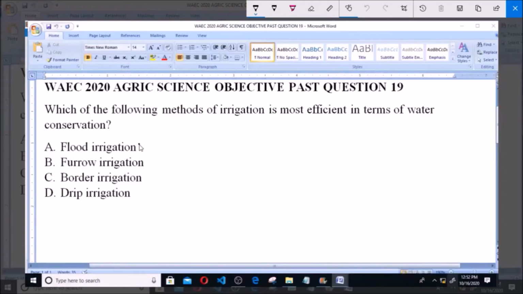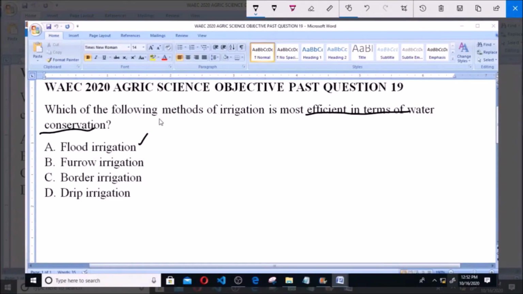Which of the following methods of irrigation is most efficient in terms of water conservation? A. Flood irrigation. B. Furrow irrigation. C. Border irrigation. D. Drip irrigation. So you have various forms of irrigation here. Let's see which one is most efficient in terms of water conservation.